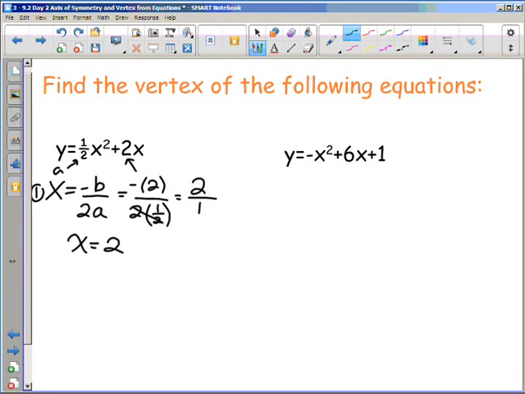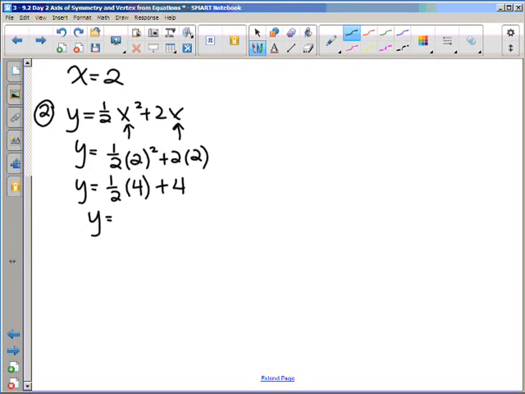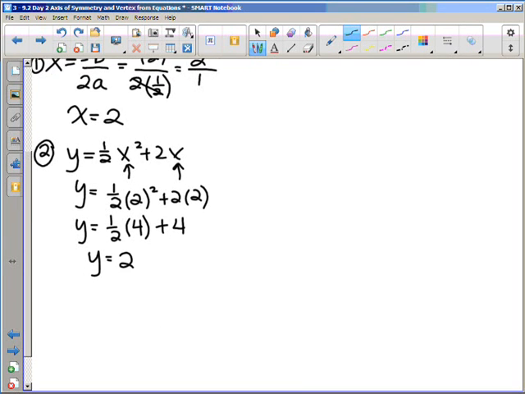That was step 1. Step 2 on the previous slide was then go back up to your original equation, y equals 1/2 x squared plus 2x, and I'm going to substitute in for x. So I get y equals 1/2 times 2 squared plus 2 times 2. So I replaced x with 2. Now I have to do my exponents first, so 2 squared is 4. 2 times 2 is 4. Half of 4, don't think of it like it's a fraction and it's difficult. Think half of 4, which is 2, plus 4 leaves me with y equaling 6.